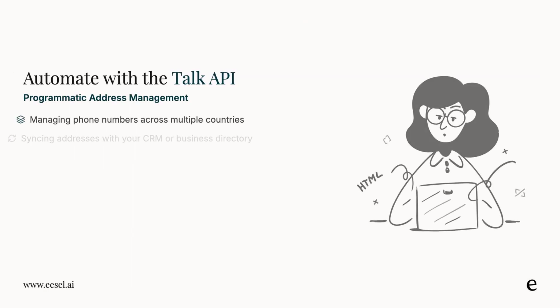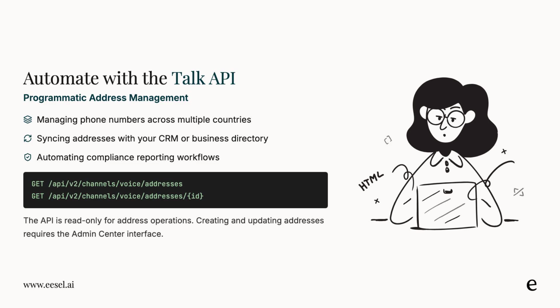If you're managing phone numbers across multiple countries, the Zendesk Talk API lets you retrieve address data programmatically. Use the GET endpoint for addresses to pull your full list, or query a specific address by ID. Note that creating and updating addresses still requires the Admin Center interface. The API is read-only for address operations.